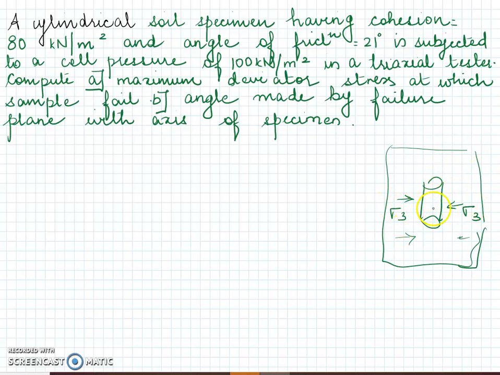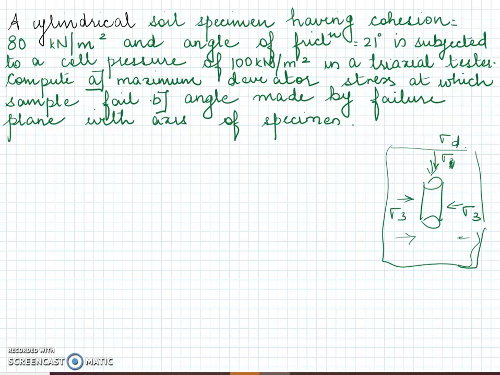So sigma 3 is in this direction, and when you are injecting, sigma 1, which is in this direction, is always going to be the same as sigma 3 because it's the fluid which is applying pressure in the downward direction. So initially sigma 1 and sigma 3 are the same. Then, once this is done, you add additional vertical pressure. This additional vertical pressure causes the sample to fail. That additional vertical pressure is called sigma D.